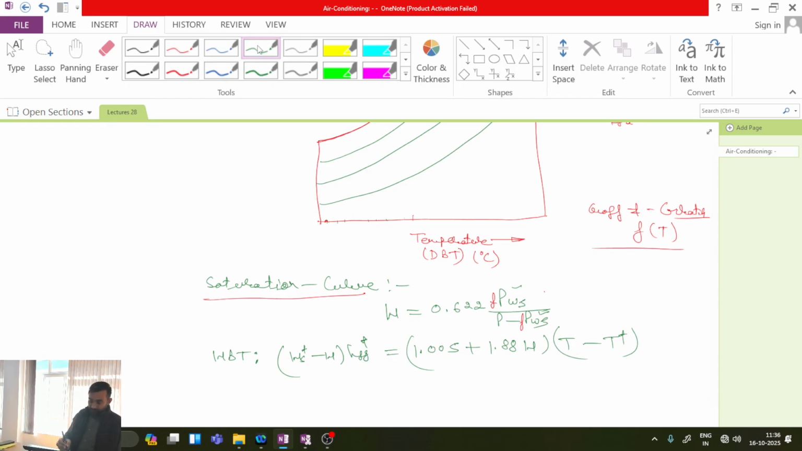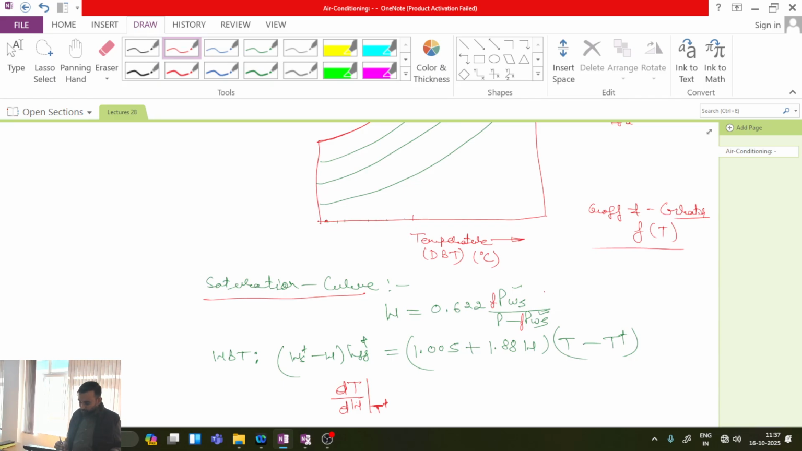Now, if I do dT by dW at constant T star, you got my point, what I am doing? I am taking the derivative of temperature with humidity, and I am taking this at which value? Constant value of T star, constant value of wet bulb temperature.